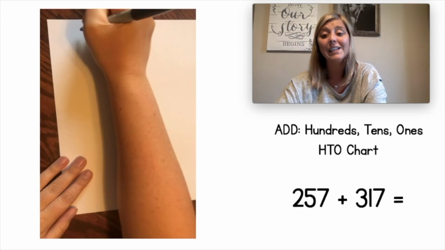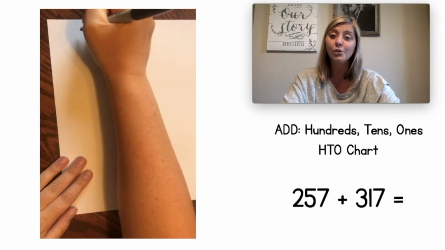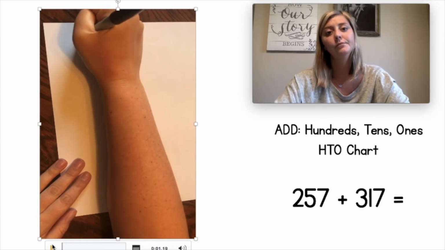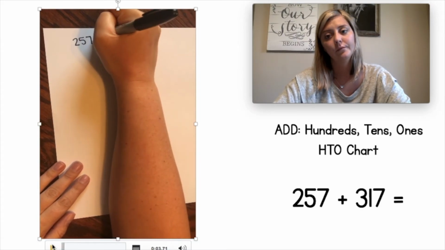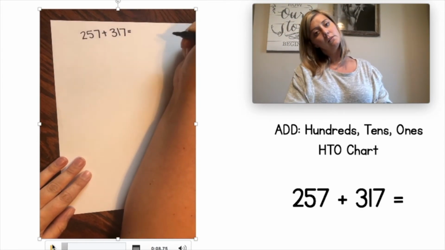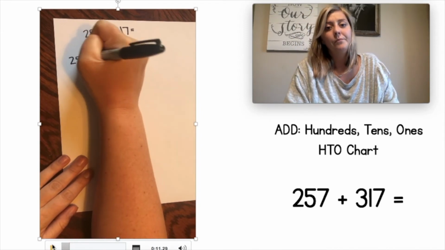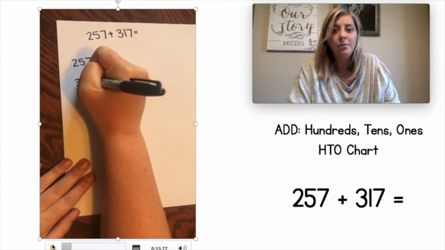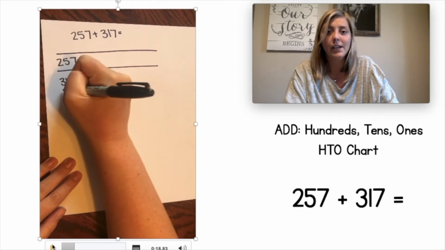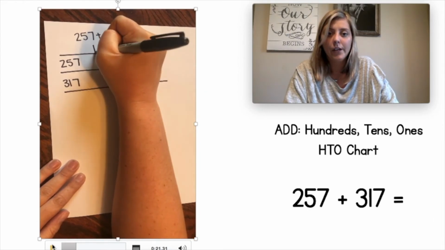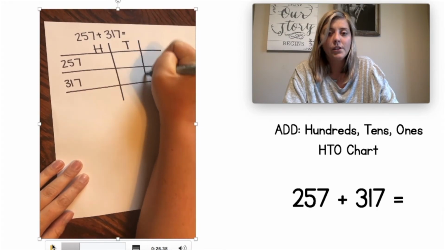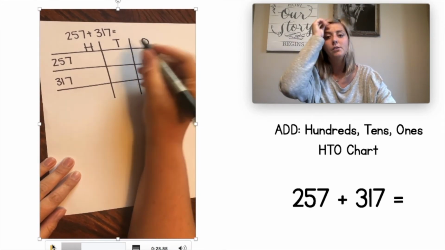We're doing our hundreds, tens, and ones chart. I'm going to add together 257 plus 317. This example is going to again be in your packet in section 3. I wrote my equation, and now I'm going to write my numbers out to the sides. I'll divide them, and I'm going to make my hundreds, tens, and ones chart. Hundreds, tens, ones.